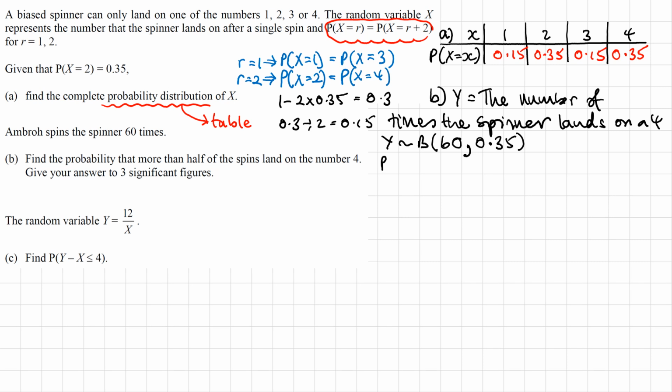I need to work out the probability that more than half of those spins land on a 4. Now more than half, well, half of 60 is 30, so more than half means more than 30. That is equal to 1 minus the probability that Y is less than or equal to 30. Now we can do this on our calculator or use tables. So this will give us 1 minus 0.994101 and so on.